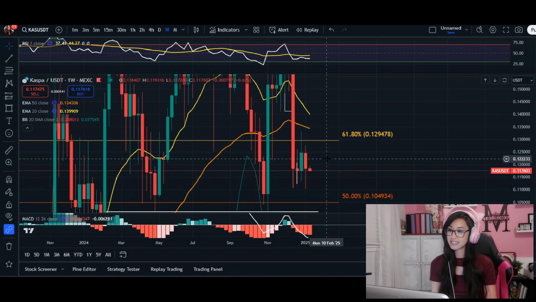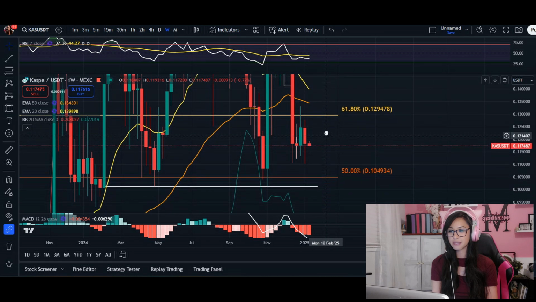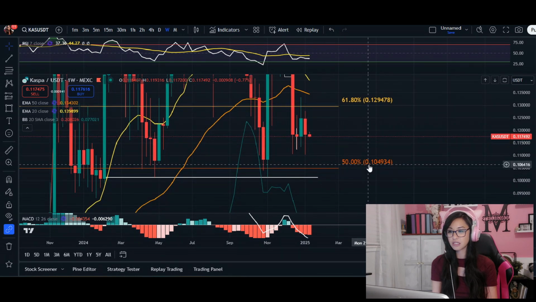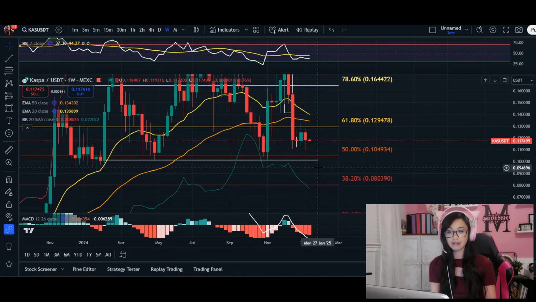Again, I am seeing quite a bit of bearish movement here, but we don't know. Resistance is going to be at 0.129 and then a possible rally up to the 13 cents. Supporting areas again around that 50% Fibonacci level, and then a possible further supporting retest of 0.095.